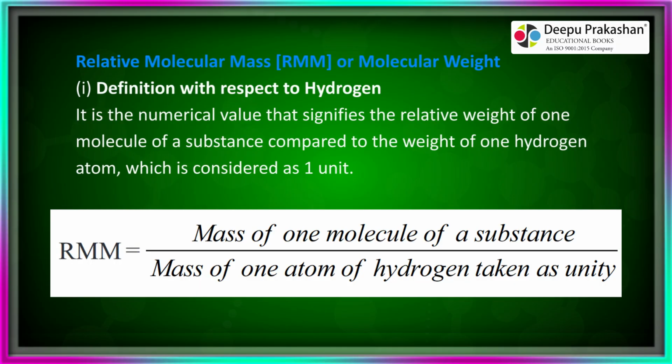Relative molecular mass, RMM, or molecular weight. First, definition with respect to hydrogen. It is the numerical value that signifies the relative weight of one molecule of a substance compared to the weight of one hydrogen atom, which is considered as 1 unit.